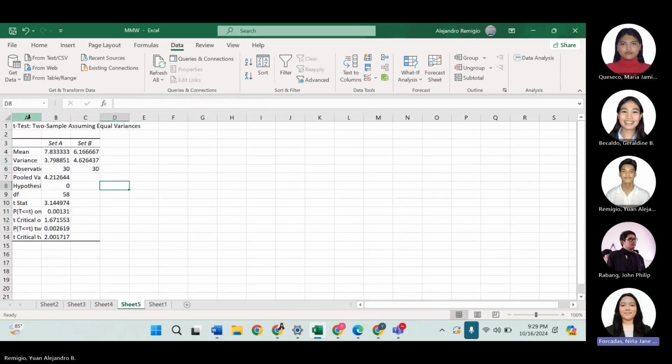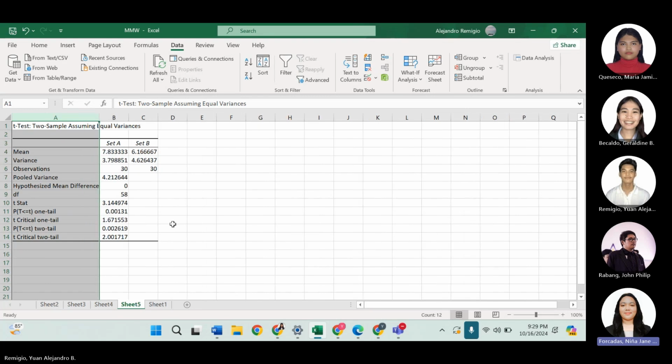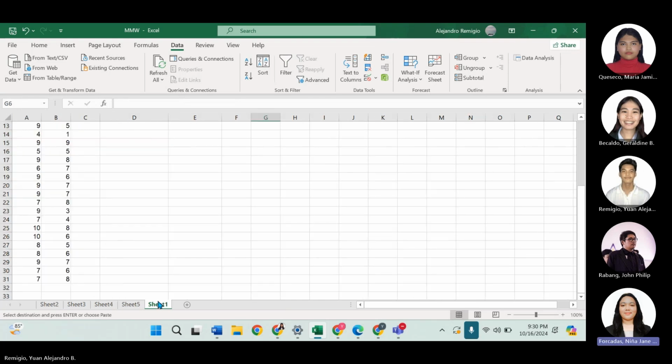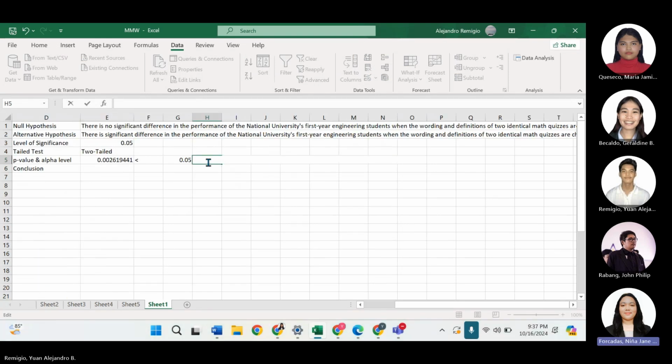There, you will see a table. What we're finding is the p-value. In the table, there is a p-value of 1 tail and 2 tail. Since we are using a 2-tailed test, we'll get the p-value of 2 tail. Then copy. And we compare it to our alpha level. So, the p-value is less than the alpha level. So, it rejects the null hypothesis and we proceed to conclude the alternative hypothesis.